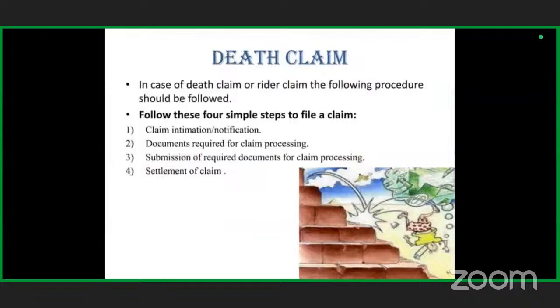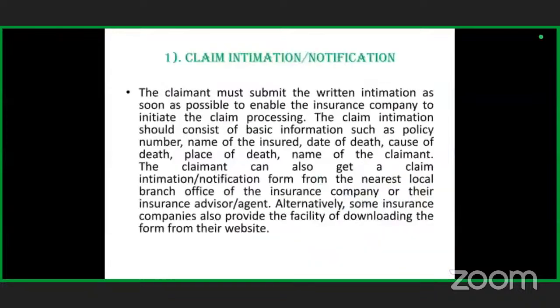So we have to give a claim intimation. Then the documents required for claim processing have to be submitted. The submission of required documents for claim processing also should be done. Then settlement of the claim will happen. This will be called a death claim or rider claim. Then, claim intimation and notification.